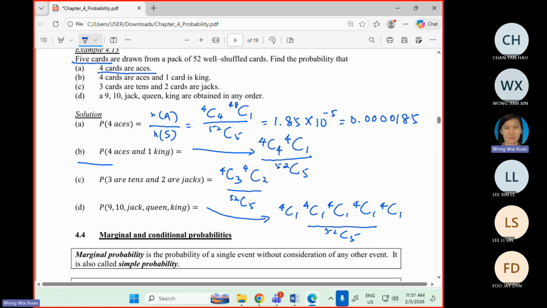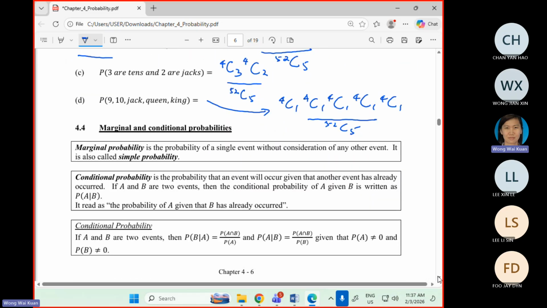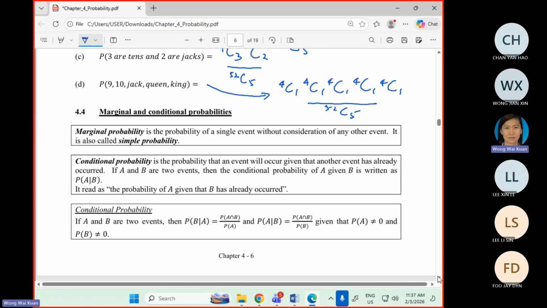Okay? But how to find the probability? We have many ways. So now, we start with all the classical method. Then in the future you want to advance to more advanced methods. That one later on you will study. No worry. Then now, the next thing is marginal and conditional.